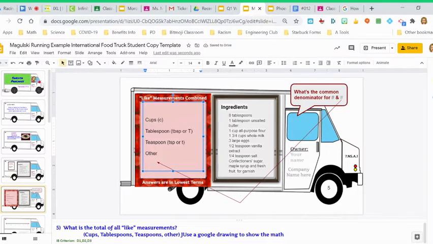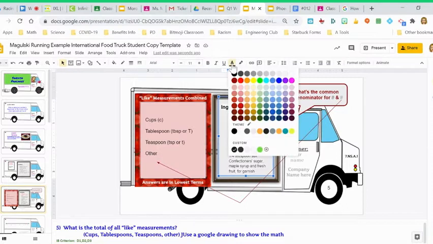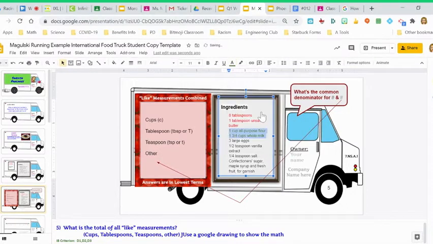What might make this easier is if in your ingredients you go and you color code. So I see I have tablespoons here. It might make it easier for me to see them and for other people to see them if I color code them. So I'm going to make all my tablespoons red. I'm going to make all of my cups a dark green, and then my teaspoons, I'm going to make all of those a purple. And the color doesn't matter, it can be your choice. So then that just makes it easier for me to see it.